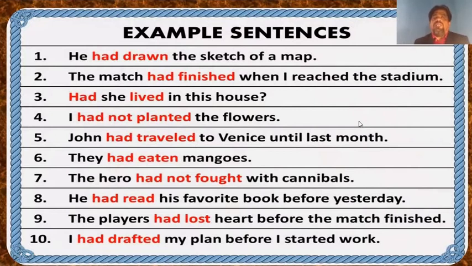The map had finished when I reached the stadium. Had she lived in this house? I had not planted the flowers. John had traveled to Venice until last month. They had eaten mangoes. The hero had not fought with the cannibal. He had read his favorite book before yesterday. If it is simply yesterday, it could be he read his favorite book yesterday. But it is before yesterday, therefore it is past perfect.